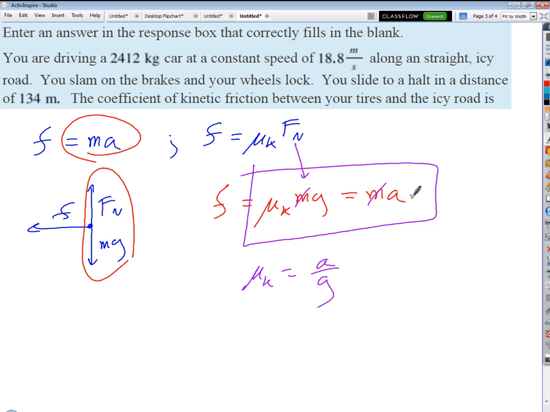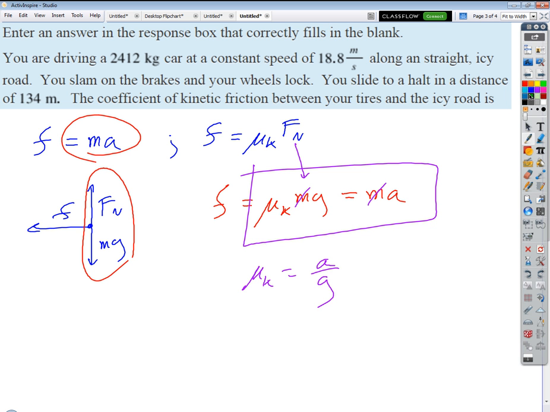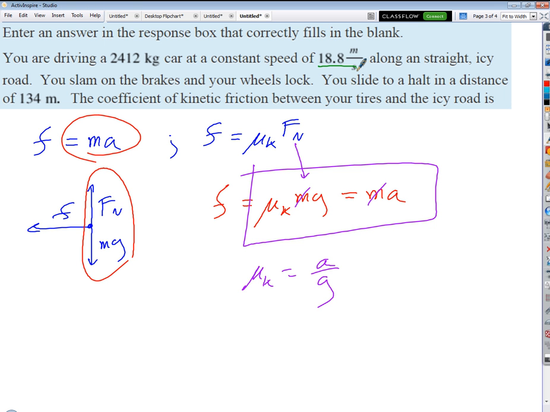If we go back up to our problem here, what's the kinematic stuff that we're given? Well, the initial velocity, 18.8, right? Before it hits the brakes.